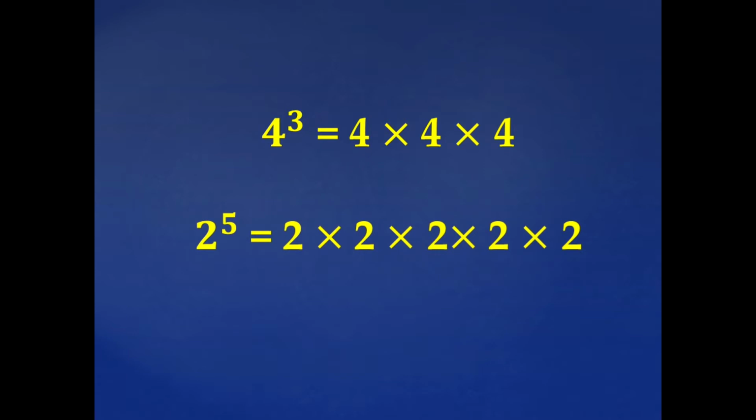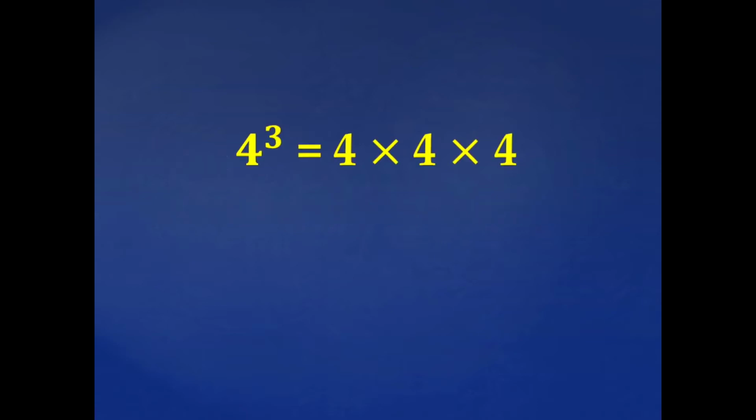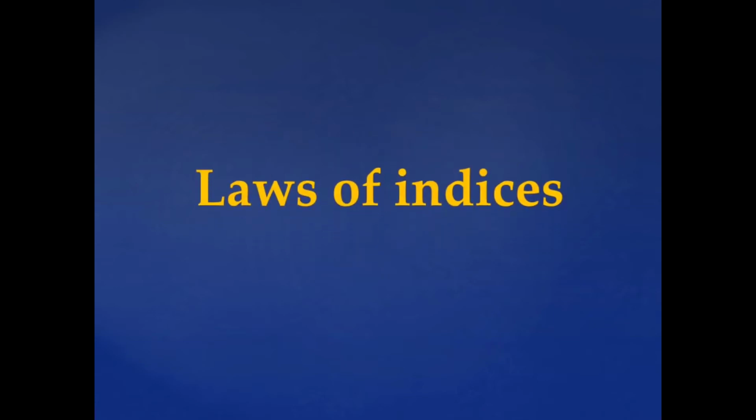Let us consider another example. 2 raised to 5, that is 2 into 2 into 2 into 2 into 2. Here we have taken 2 five times and we have taken its product to get 2 raised to 5. In the same way, to find the value of a raised to n, we have to take a n times and take its product. So in this general form, a is called the base and n is called its index. By using the same rule, to find the value of 4 raised to 3, we have to take 4 thrice and multiply it. That is, the value of 4 raised to 3 is 64.